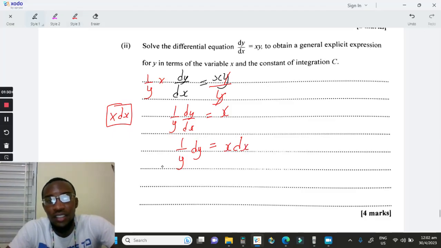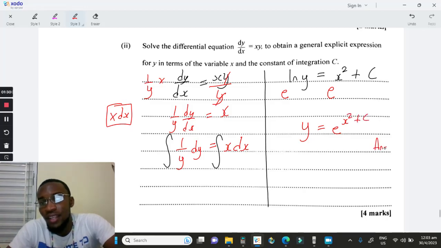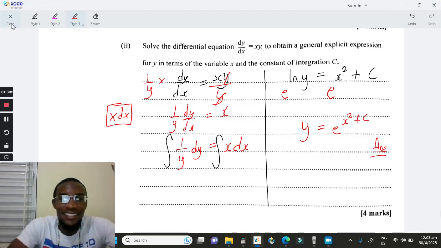Now we can integrate both sides. Let's finish it over here. We integrate 1 over y, and we get ln y equals, we integrate x, x squared plus our constant of integration c. But now we need to get it out of log form, so we just take e to both sides. Now e to the ln cancel each other, so we get y equals e to the x squared plus c. That's it. Easy. Lovely.